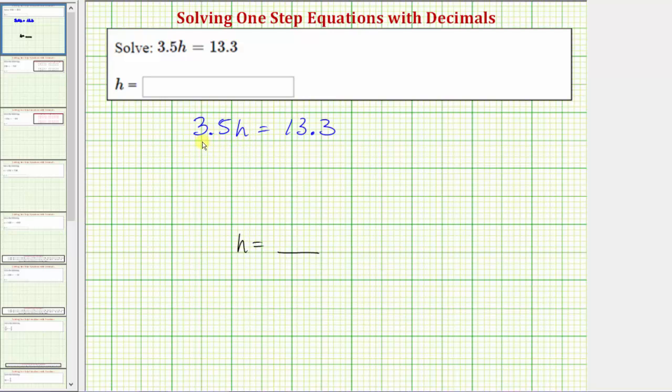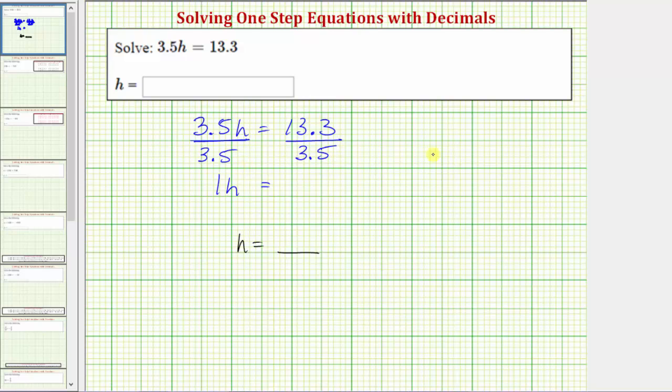If we divide the left side by 3.5, we must also divide the right side by 3.5 to maintain the equality. Now looking at the left side of the equation, 3.5 divided by 3.5 is equal to 1, so the left side simplifies to 1h, and 1h is just h. We can also think of dividing by 3.5 as undoing the multiplication involving 3.5, leaving us with just the variable h on the left side. And therefore 1h or h is equal to this quotient here.